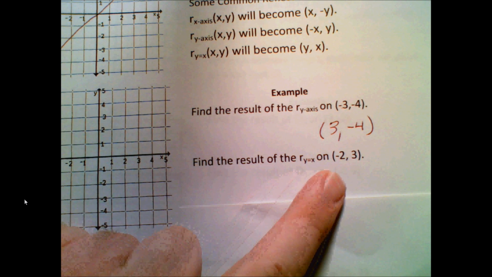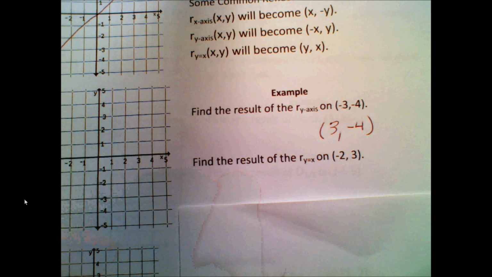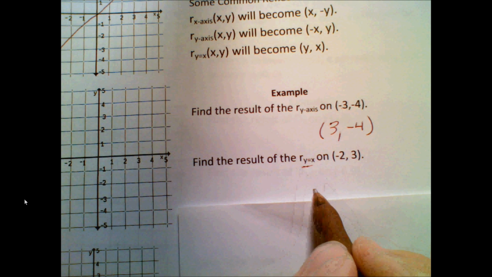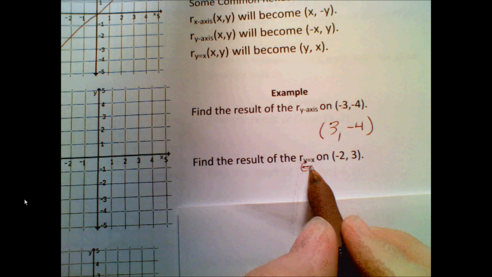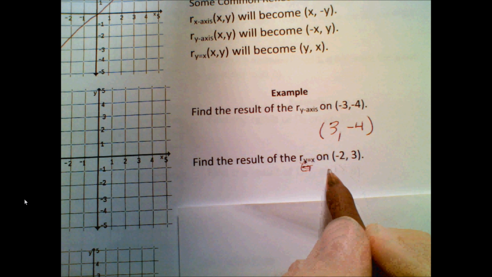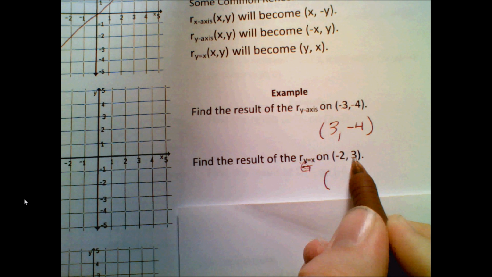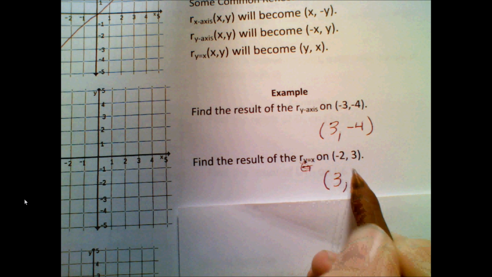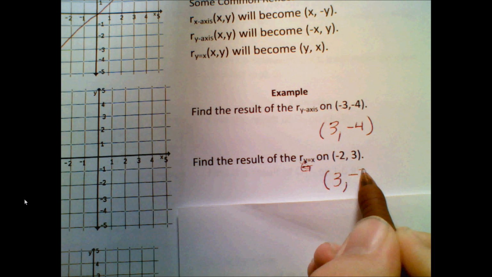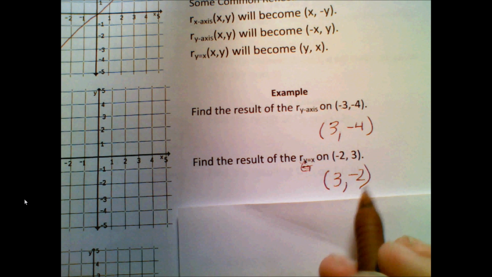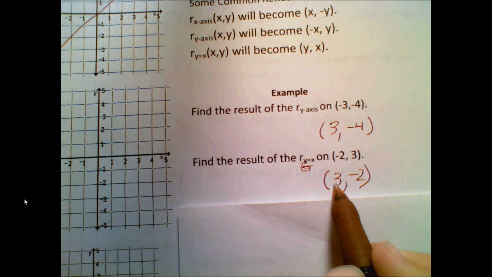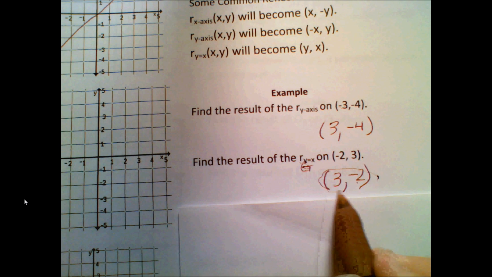Now find the result of the reflection over the line y equals x on the point (negative 2, 3). If we want to use the reflection y equals x, you need to remember you're going to switch the x and the y value. So in this case, the 3 will come over here to be the x, and the negative 2 will become the y. Therefore, your reflection point will be (3, negative 2). This is where it's going to move.